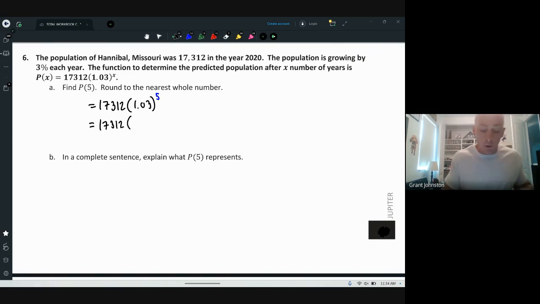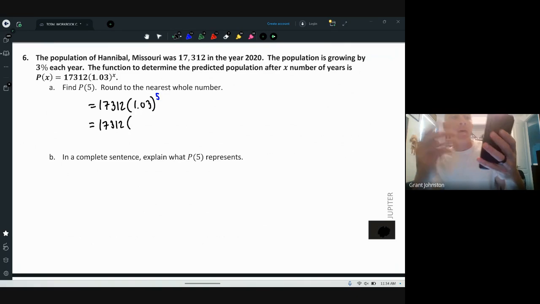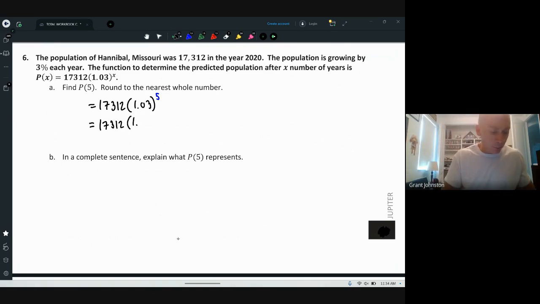So 1.03 to the power of 5. I don't know if you know the exponent button, but it's up here. I think we dealt with that earlier. But 1.03 y to the x, 5, I got about 1.15927. And I'm just going to keep that in the calculator. I'm not going to erase that. And I'm going to multiply it by the 17,312. It says round to the nearest whole number. So I got 20,069.